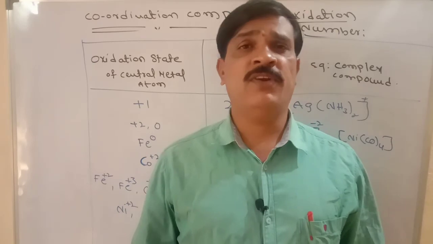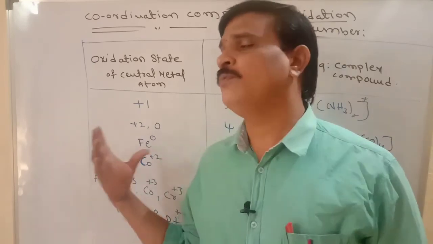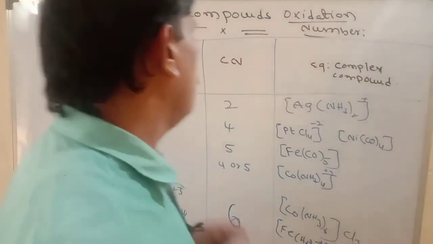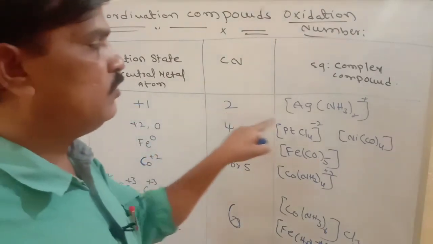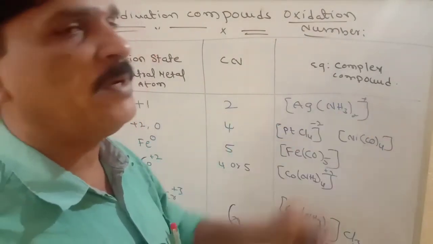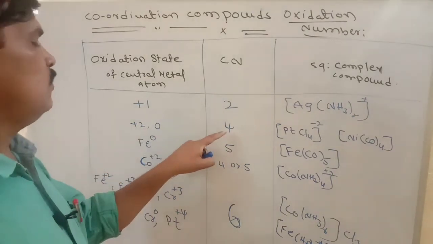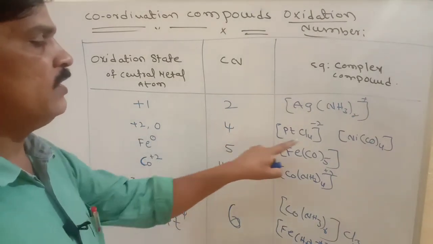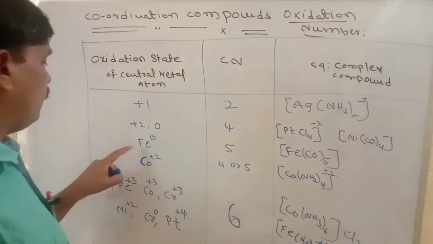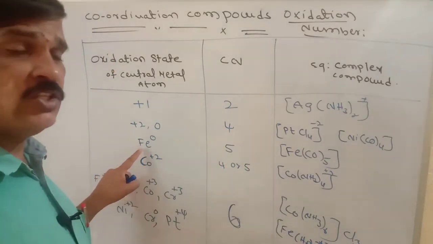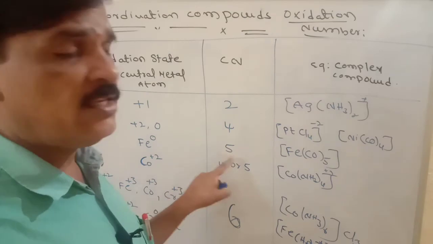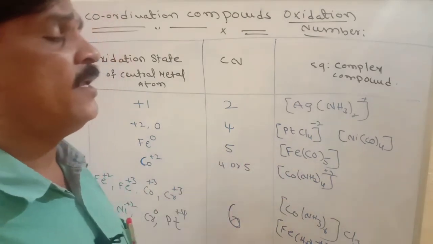But what is the relation between oxidation state and coordination number? For competitive exams, follow this trick. If you observe +1 oxidation state, the coordination number is 2, just like the example Ag(NH3)2 +1. If you observe +2 and 0 oxidation state, their coordination number is 4. These two are examples. If you observe anywhere iron oxidation state is 0, definitely their coordination number is 5. This is the example, iron pentacarbonyl.